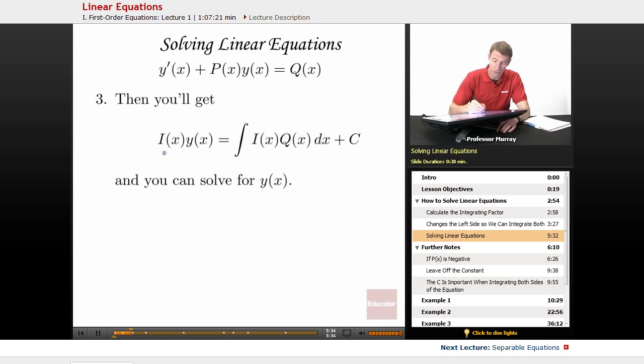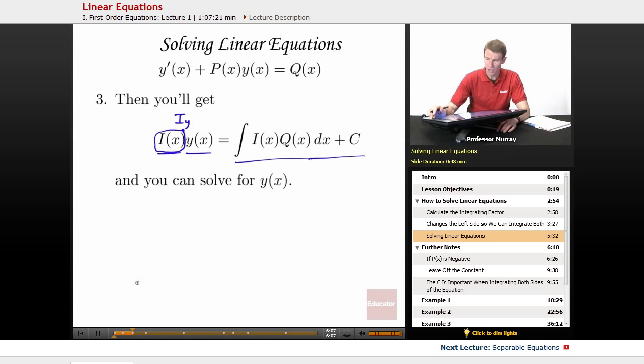As I said on the previous slide, after you integrate both sides, you're going to get I of x times y of x on the left. Remember I said you get I y on the left. And you'll get whatever you get by doing this integration on the right. And you can then solve for y of x by dividing both sides by this I of x. So that's the plan for these differential equations. After we do some examples, I think it'll be a lot more clear.